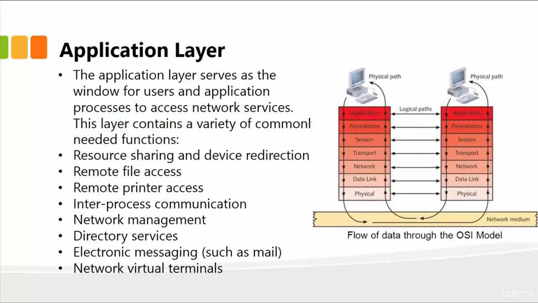And finally, we have the application layer, which serves as the window for users and application processes to access network services. This layer contains a variety of commonly needed functions, including resource sharing, device redirection, remote file access, printer access, IPC, known as inter-process communication, network management, directory services, email, virtual terminals, and so on. So the application layer simply serves as the window for users and applications. This is where the message is now displayed on your screen.